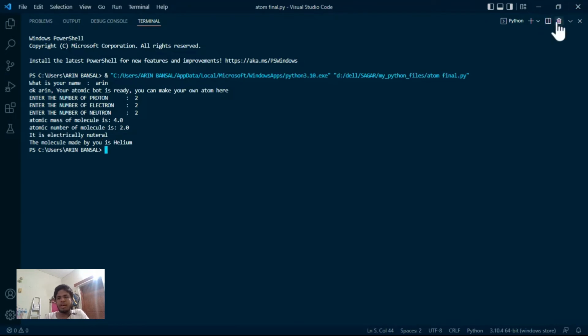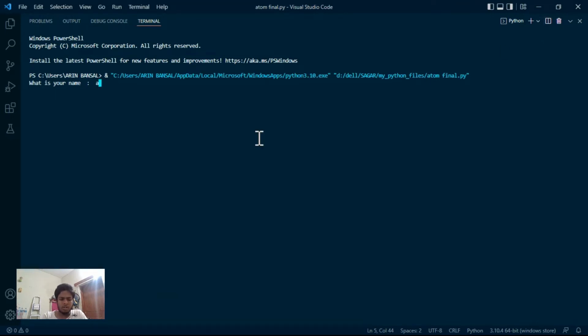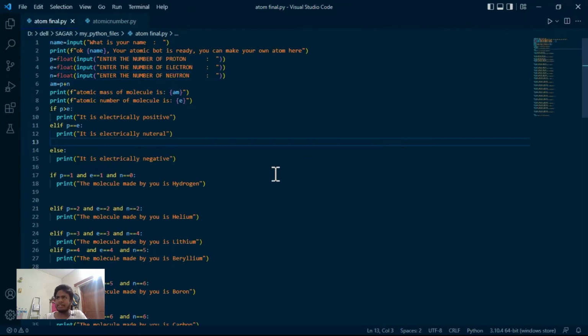So it can find any atom. I mean, it can tell which atom it is. For example, if I put 20, it finds calcium. Calcium has atomic number 20.